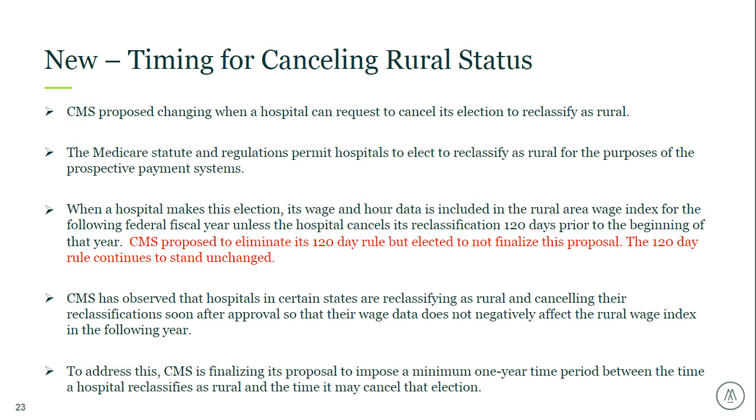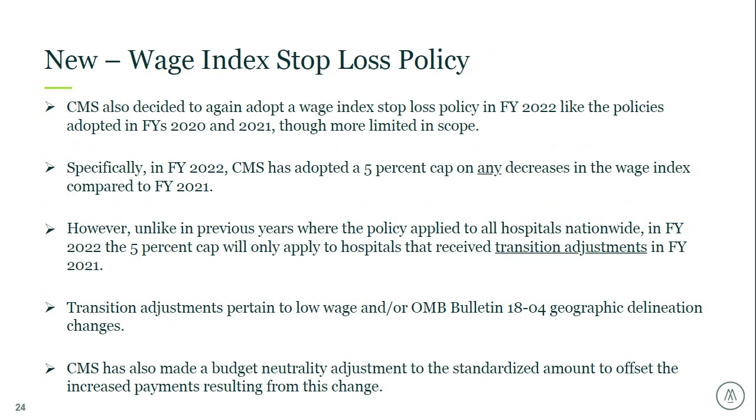CMS also decided to again adopt a wage index stop-loss policy in fiscal year 2022, like the policies they adopted in fiscal year 2020 and 2021. Although this time it's more limited in scope. Specifically, in fiscal year 2022, CMS had adopted a 5% cap on any decreases in wage index compared to fiscal year 2021. However, unlike in previous years where the policy applied to all hospitals nationwide, in fiscal year 2022, the 5% cap will only be applied to hospitals that receive what's called transition adjustments in fiscal year 2021.